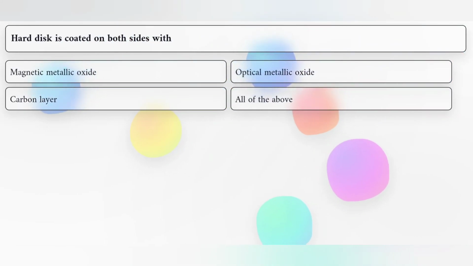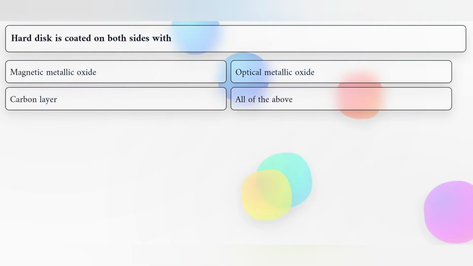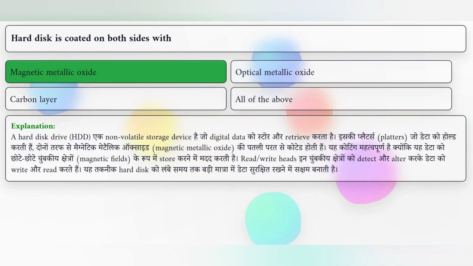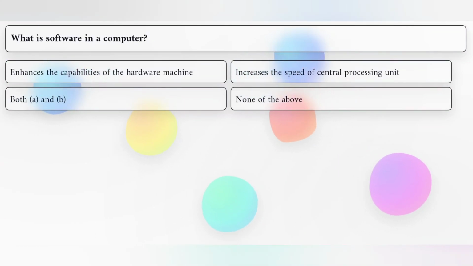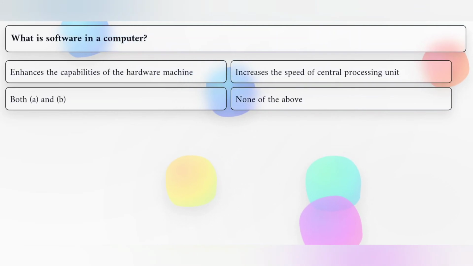Hard disk is coated on both sides with magnetic metallic oxide, optical metallic oxide, carbon layer, all of the above. What is software in a computer? Enhances the capabilities of the hardware machine. Increases the speed of central processing unit. Both A and B. None of the above.